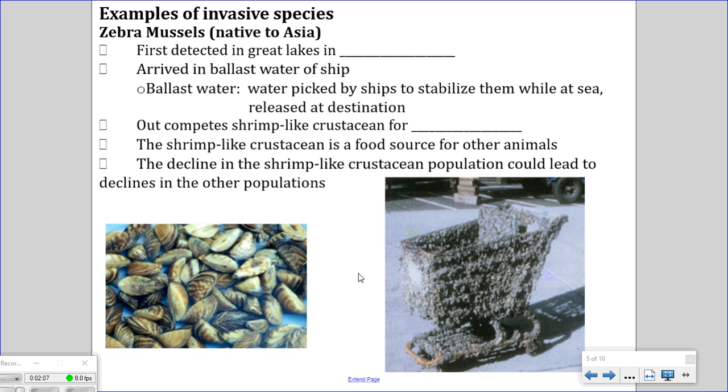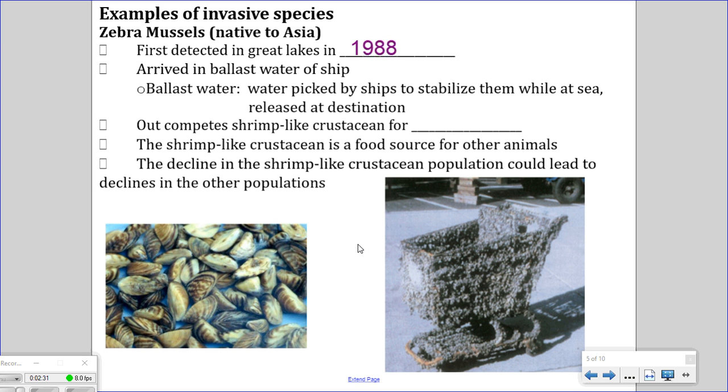Here are some examples of invasive species. So there's the zebra mussels, which are native to Asia, and they were first detected in the Great Lakes in 1988. And they arrived in ballast waters of ships. And just so we're clear, ballast water is basically water picked up by the ships to stabilize them while at sea, and then they're released at destination.